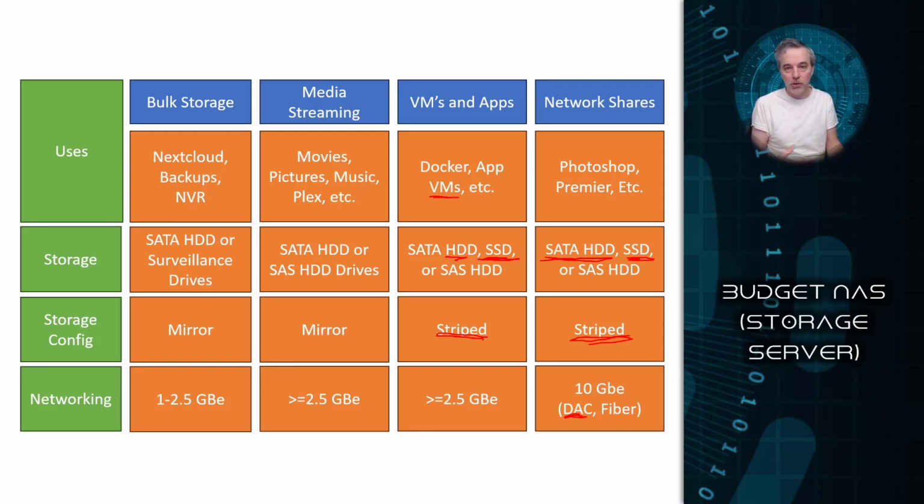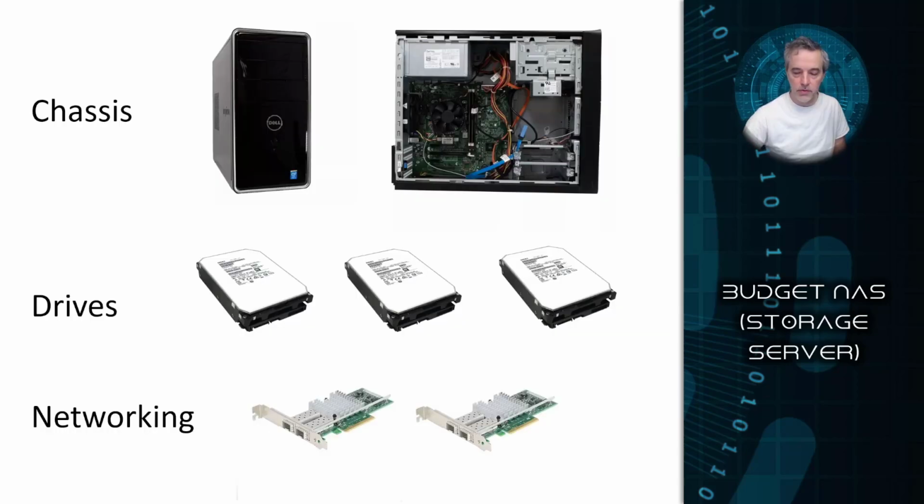and we'll look at some prices and where you can source some of these parts and some of the advantages and disadvantages of using different configurations and so on. So building this is not hard. You basically need a chassis, drives, and networking. And the chassis just to put all the drives in, and the networking, of course, to connect it to your network. The chassis doesn't have to be anything high end.